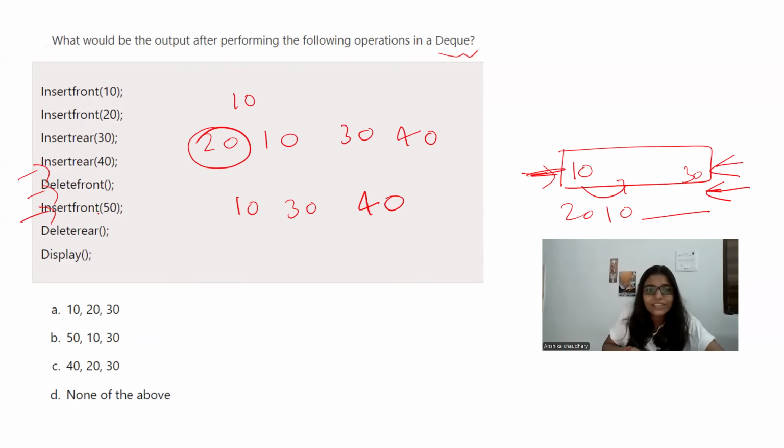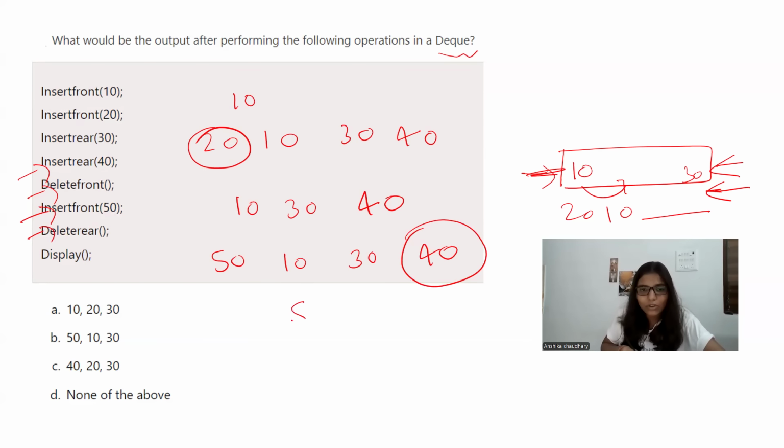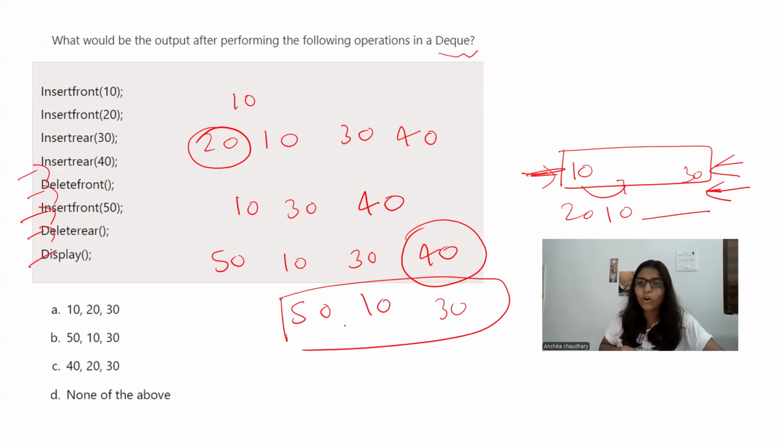Right. Next, insert front 50. So from the front, you have to insert 50. So again, 50 will be inserted and the rest of the queue will remain as it is. All right. Now delete rear. So this rear you have to delete. Now you will be left with 50, 10 and 30. And next you have to display. So it will be displayed on your screen or wherever you are printing your output. So 50, 10 and 30 will be the output, and option number 2 will be the correct answer.